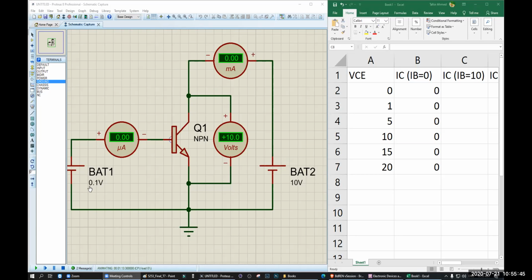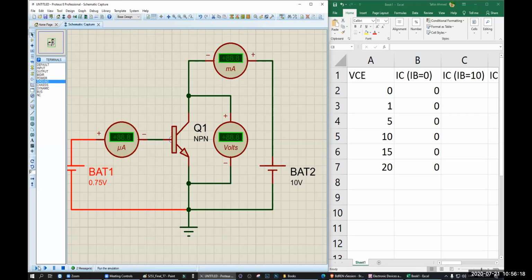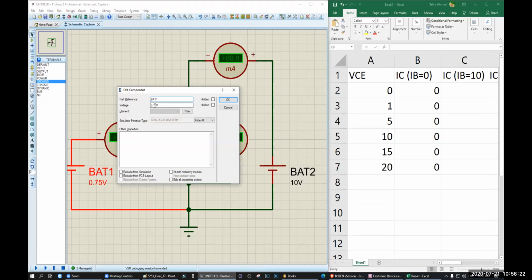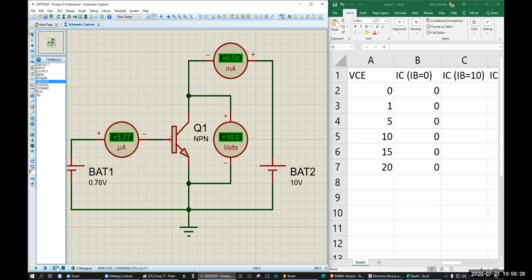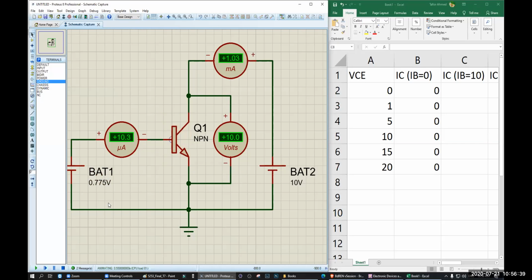Now next, IB is equal to 10. So I'm going to increase the voltage, let's say 0.7. Not yet. Yeah, maximum. 0.75. 0.76. We increase slightly. 0.77. Almost 0.775. Yeah, 0.775. That is our voltage. Okay, 10 is enough.